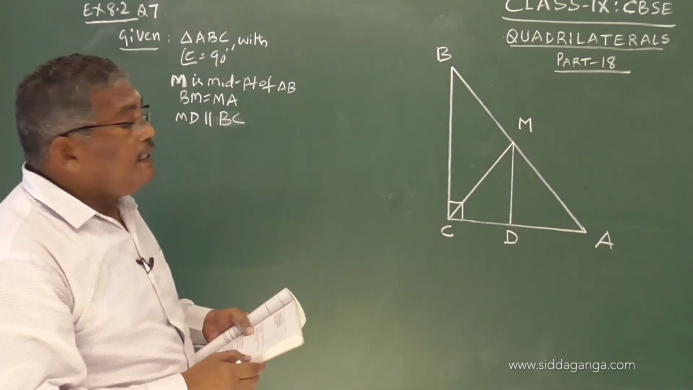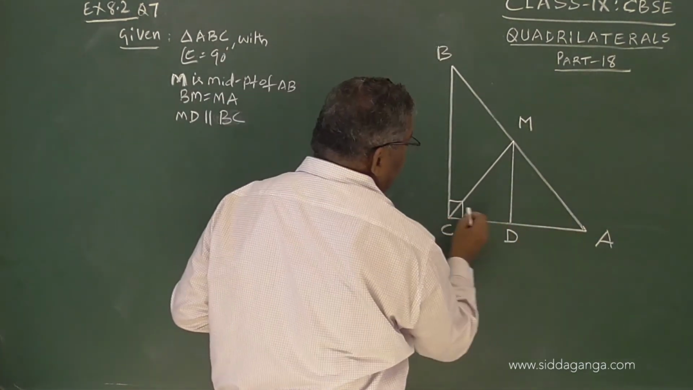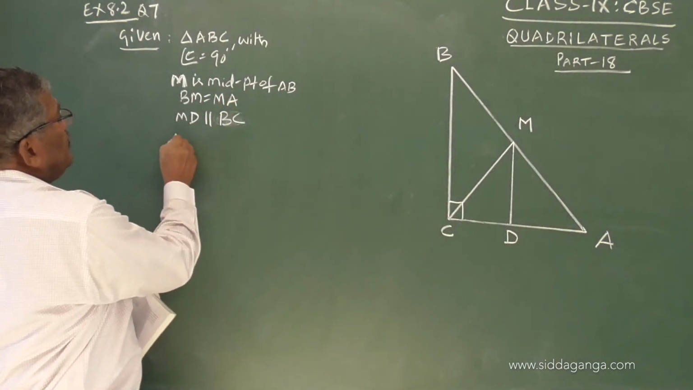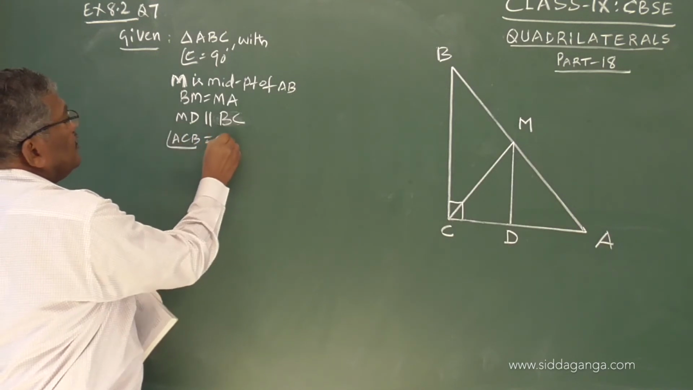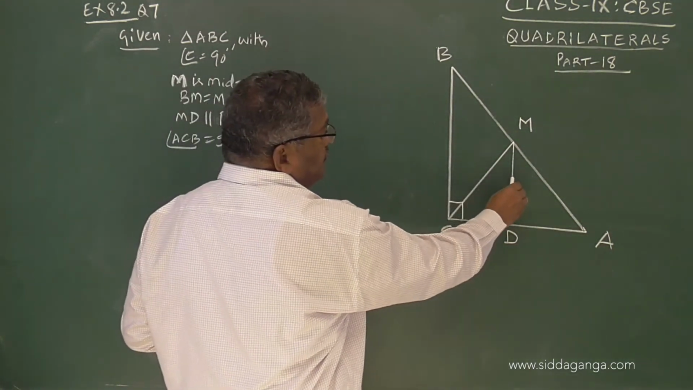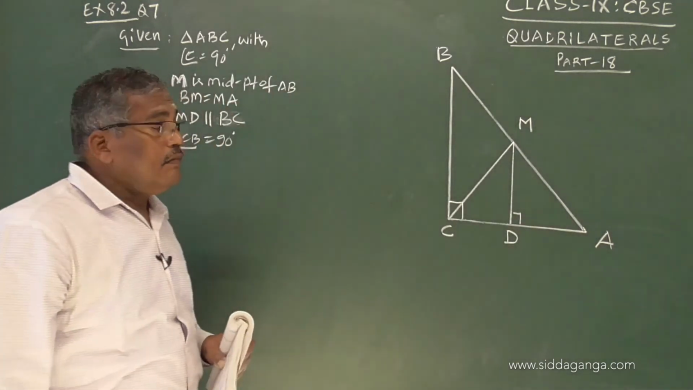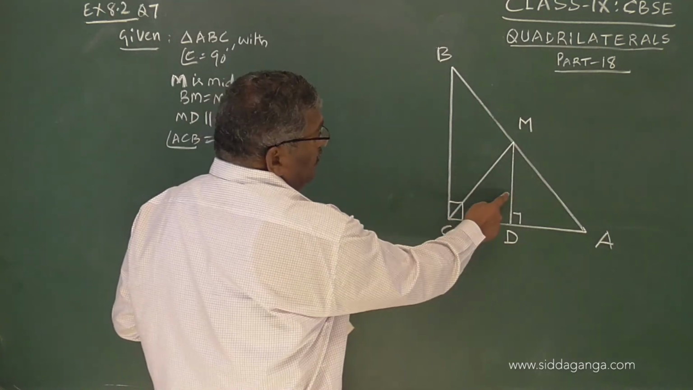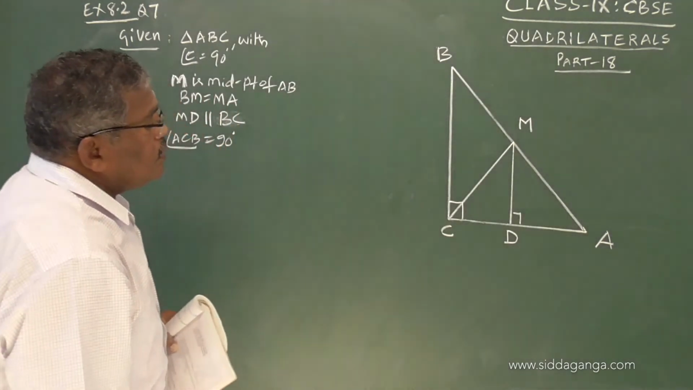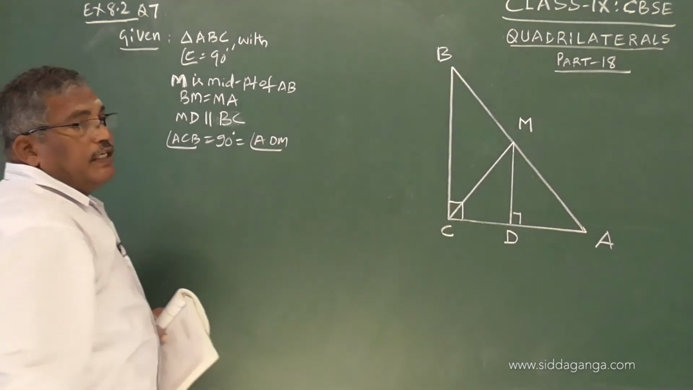MD is parallel to BC. So we know that BC and CA are 90 degrees. So angle ACB equals 90 degrees. When these two are parallel, then this angle, because these two are parallel lines and this becomes the transversal, this becomes corresponding angles. So angle ADM is also 90 degrees.